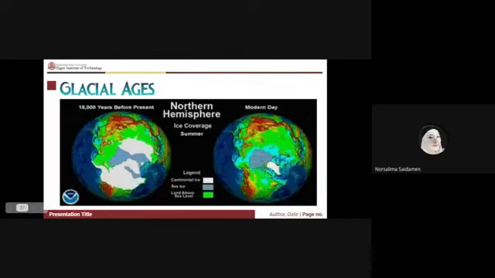Is the picture clear to you? Yes, ma'am. What is the difference? Between then and now? Between 18,000 years ago and the modern day, from what you observed, did the ice melt?